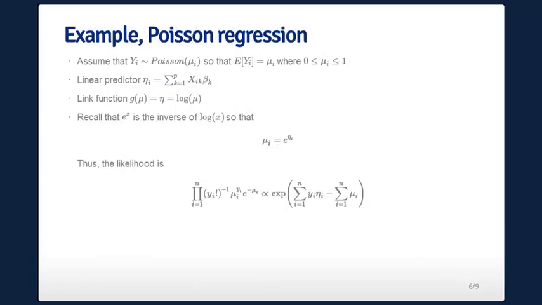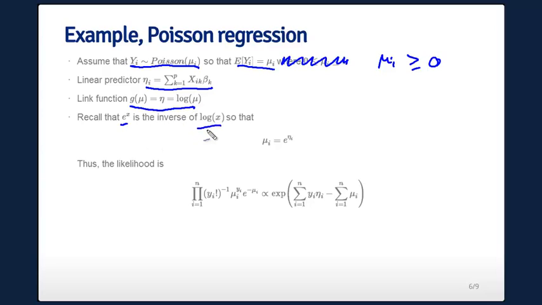Let's do a Poisson example. So now our y's are Poisson with mean mu i, so that the expected value of y is mu i. Here mu i has to be greater than or equal to 0 in the Poisson case, but it's unbounded on the upper side. The linear predictor is that guy, right? And the link function, let's say in this case, is log mu. And then remember that e to the x is the inverse of log x.